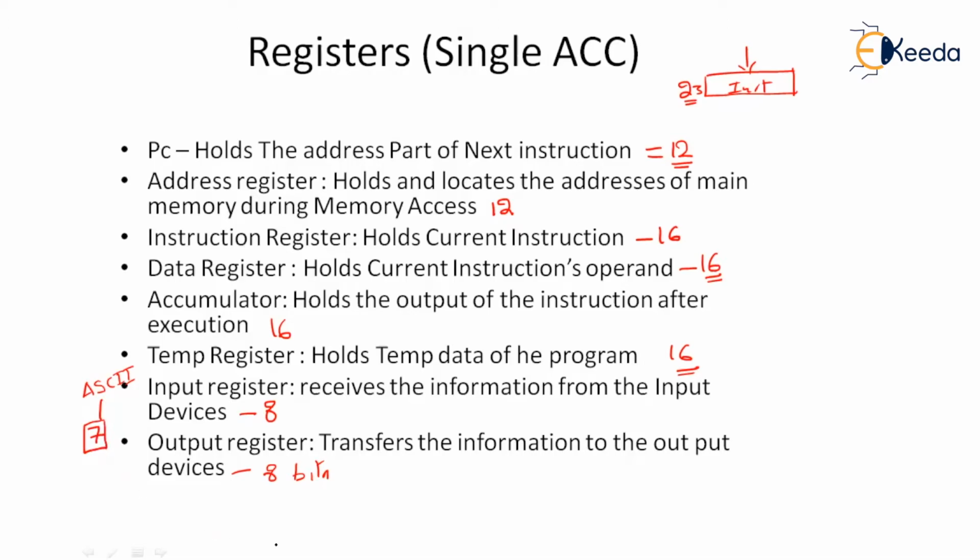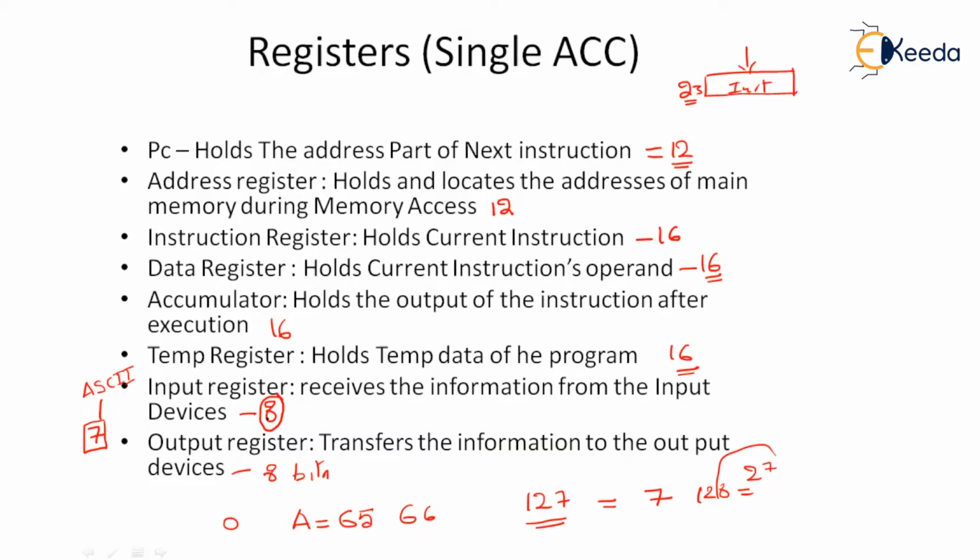What is an ASCII value? Let us say you have A, whose corresponding ASCII value is 65. Similarly, B is 66. So the ASCII characters are from 0 to 127. Then the number of digits needed to represent any ASCII character will be equal to 7, because 0 to 127 is actually 128 values, and 128 is equal to 2 power 7. So the input register and output register should be equal to 8 digits, because there is no 7-digit format in the computer system.